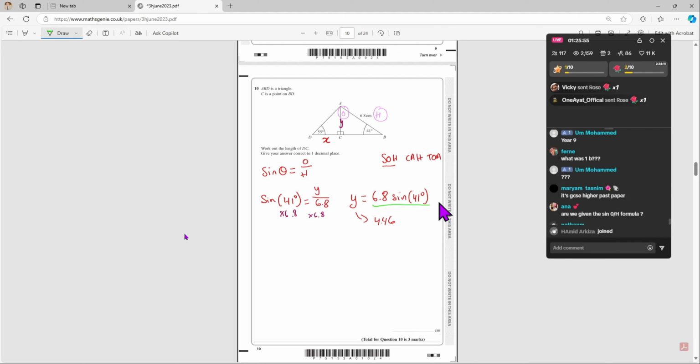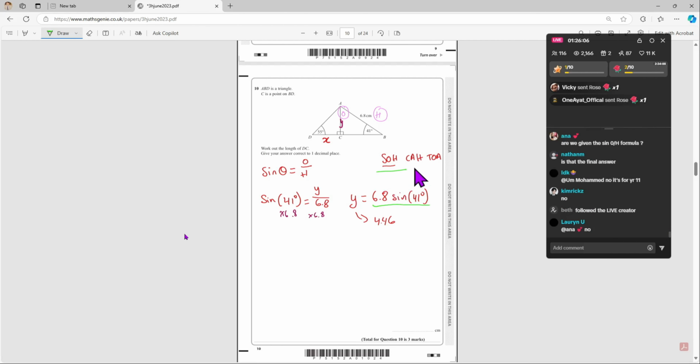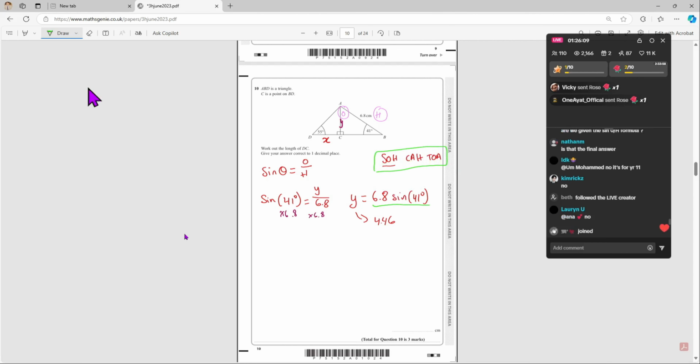Are we given the formula sine theta is equal to opposite over the hypotenuse? We are not given this formula. You have to remember this formula, guys. If you do not know this formula, you have to remember it. That's why we have this acronym over here to remember it.